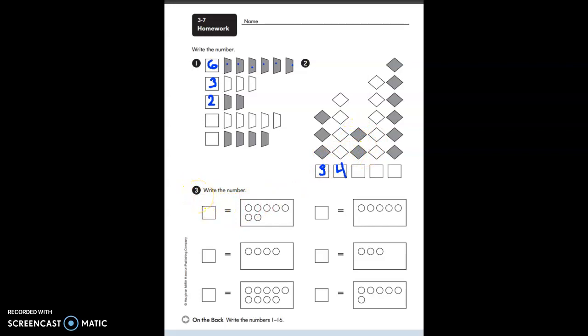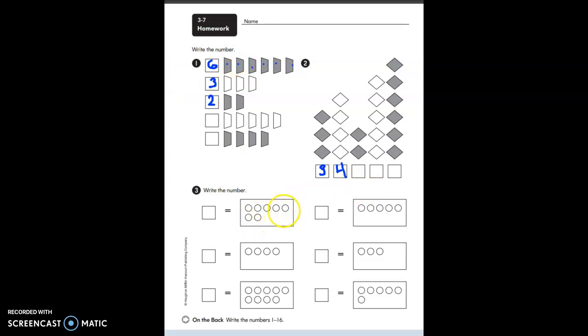Down here, you're going to write the number. And for this, you are going to see rectangles with dots in them, right? And you would think, I'm just going to count all the dots. But what I want you to do is try to recognize the number of circles in total without having to count them individually, right? So I might already see that there are 5 on top and an extra 2 on the bottom.